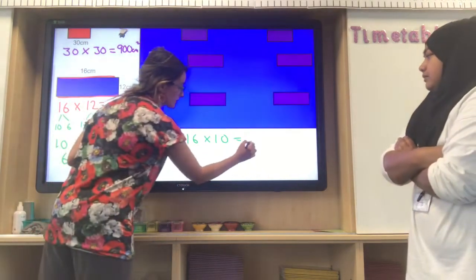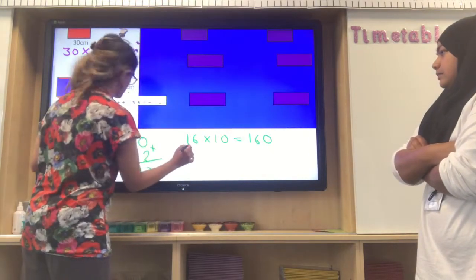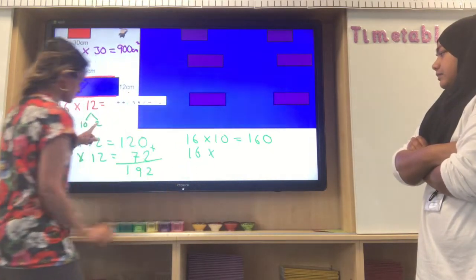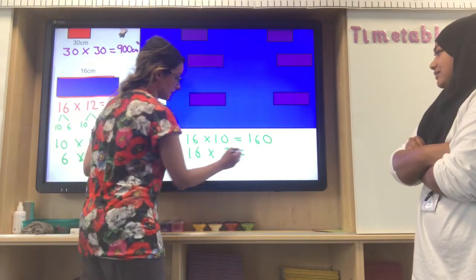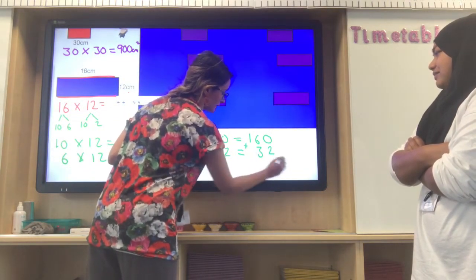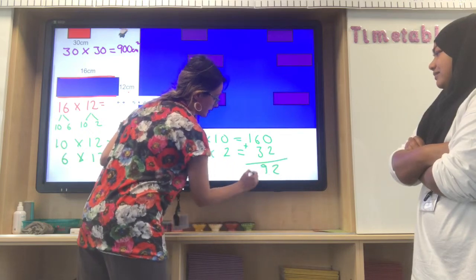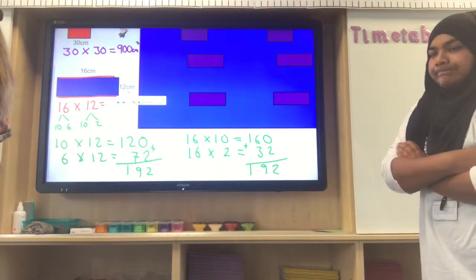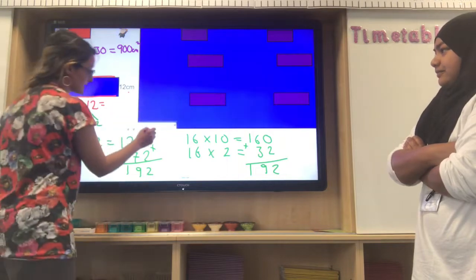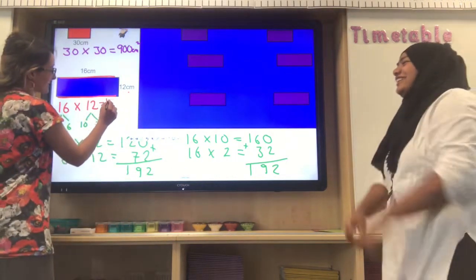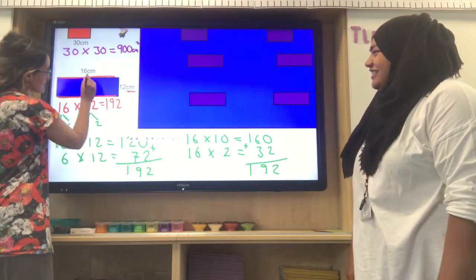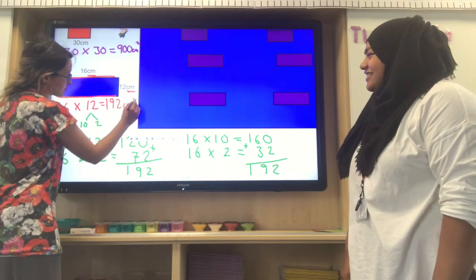16 times 10 gives you 160. Then you would do 16 times the 2 here, which I know, as double 16 is 32. I add those two together, which is going to give me 192. So actually it's a different way of checking it, and that's accurate. That's not our final answer there, because we need our units of measurement. So it's 192, and because our units here are centimetres, it's centimetres squared.